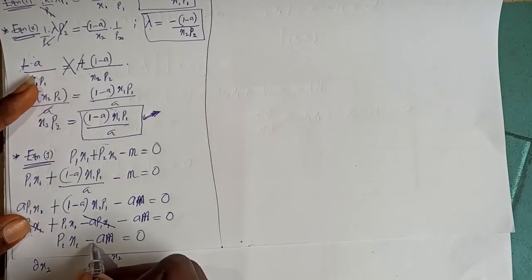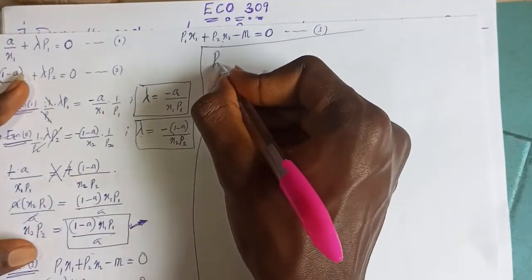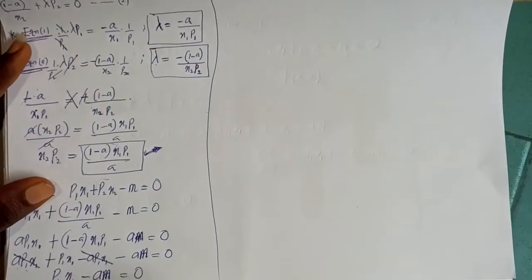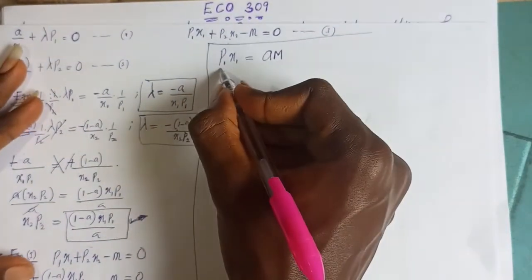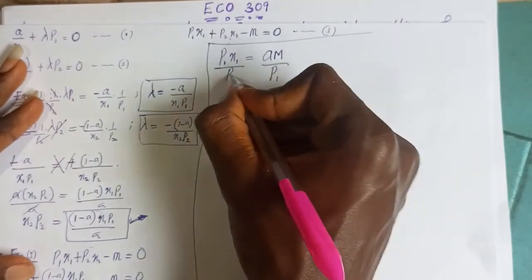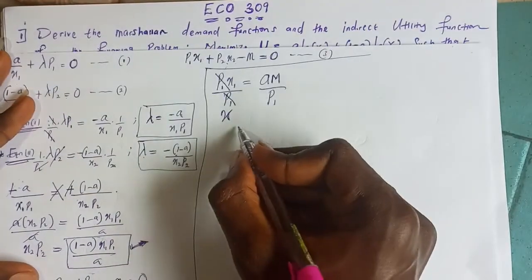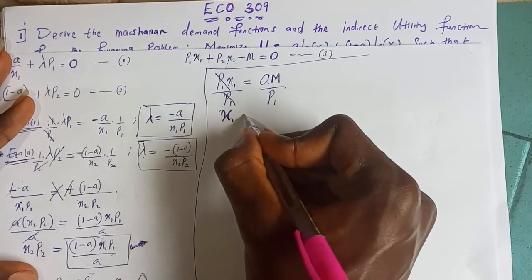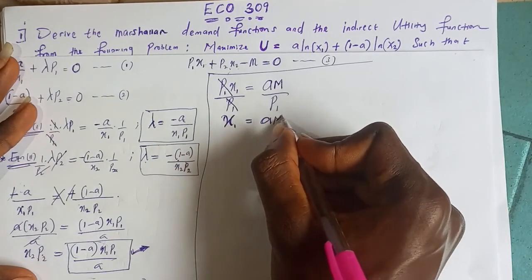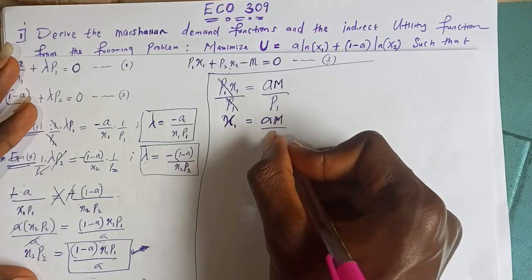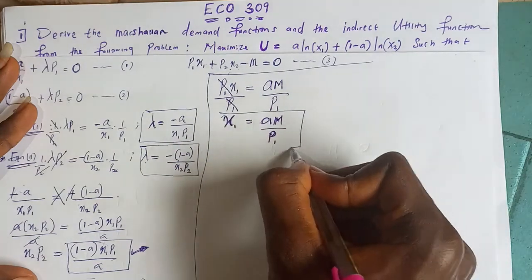So this minus am moves to the other side. So whatever I have left now should be p1 x1 is equal to, when this goes to the other side, I have positive am, right? So if I divide both sides by p1, this cancels this. Hence, the first demand function, which is x1, is equal to a of capital M over p1. So this is the first result.